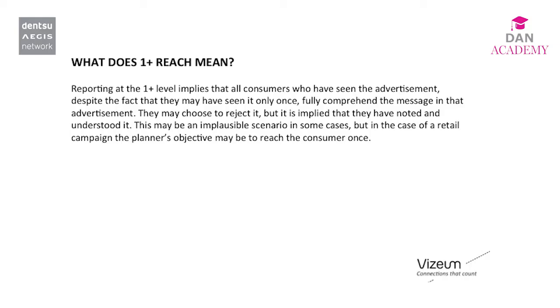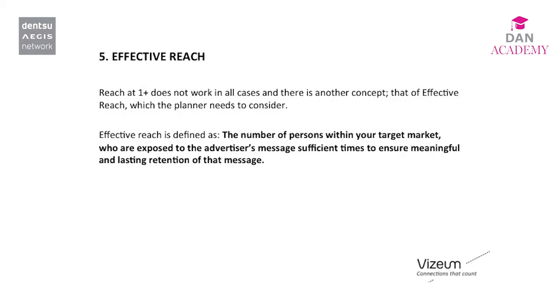What does 1+ reach mean? Here's another term on reach. If you read this, it really implies that all consumers have seen the ad. So 1+ is really that first time that people see the ad. Effective reach is exactly that. It's defined as the number of people within your target market who are exposed to the advertiser's message sufficient times. So it implies that your reach has to be effective and efficient.